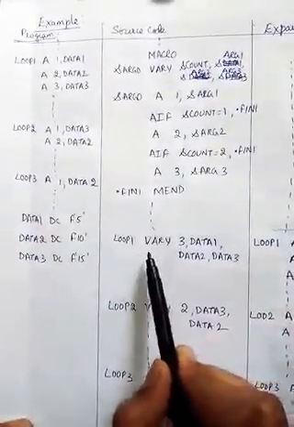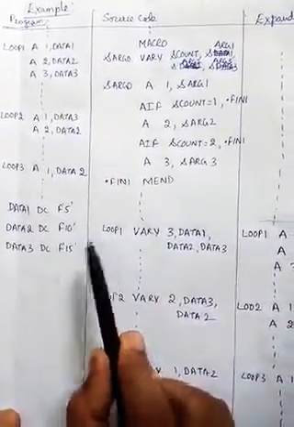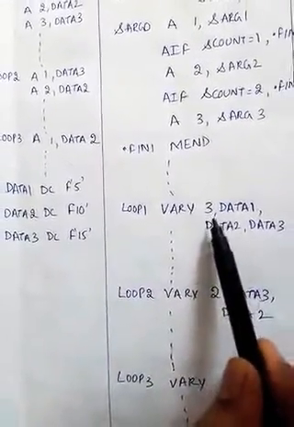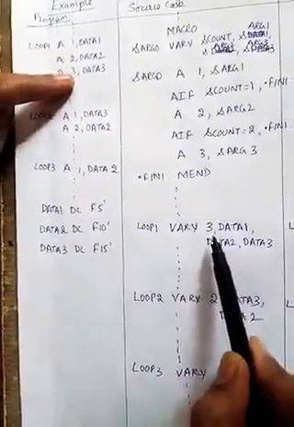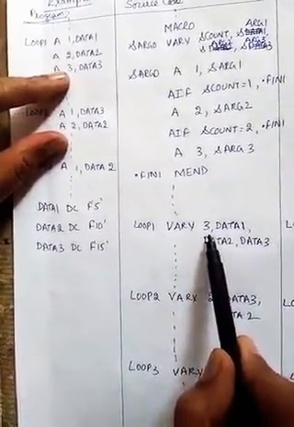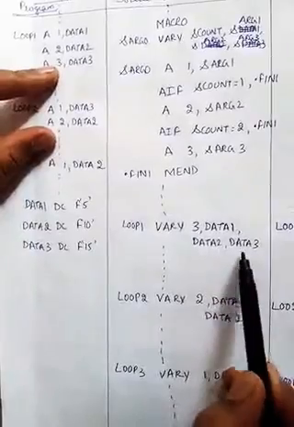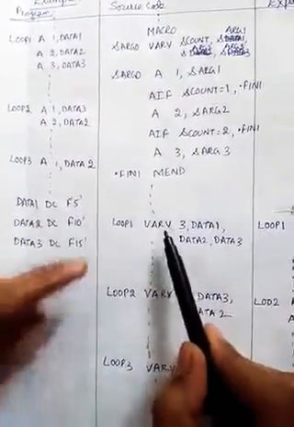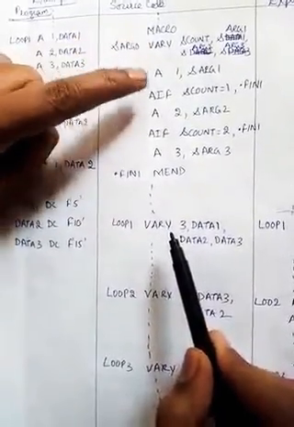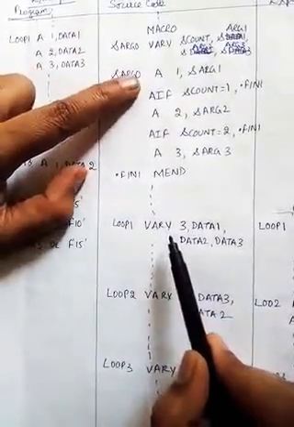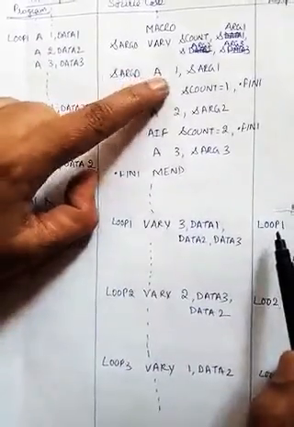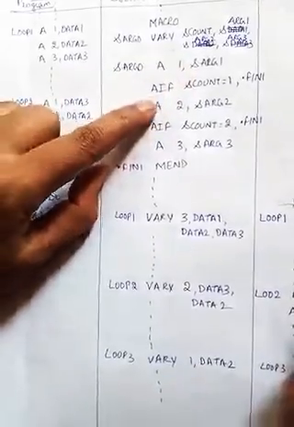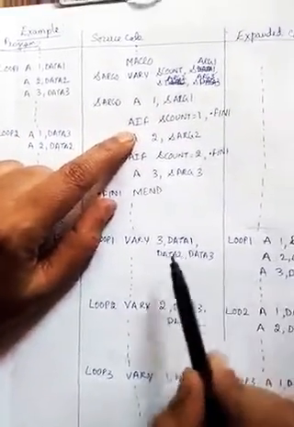Now I will write one macro call where I have supplied the arguments loop1, vary, then count. I want all three statements first, so I will write the count as 3. Then the order is data1, data2, data3. When this macro call gets expanded, it comes to this macro definition. Arg0 is replaced with loop1, A1 comma, and the first one is data1. Then AIF tests whether the count is 1.